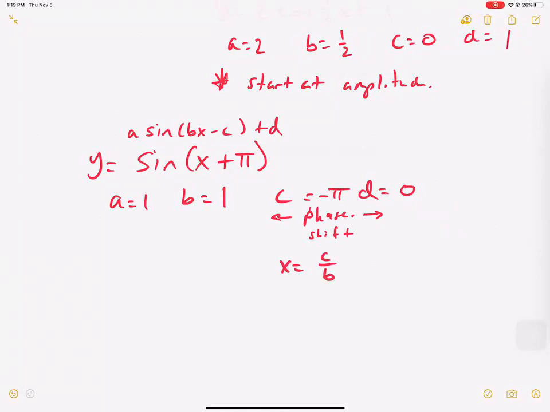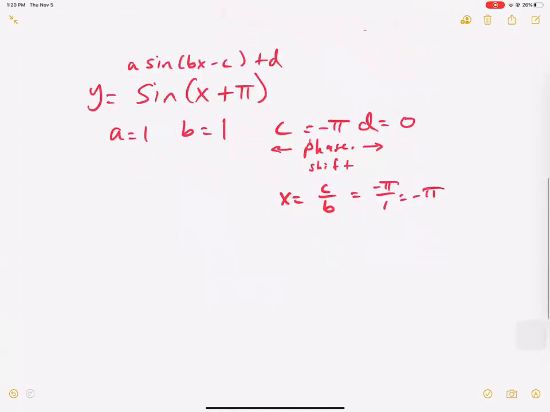We have another fraction that we have to work with. It's C over B. So that's going to be negative pi over 1, which is negative pi. I'm going to talk about why we have to write C over B in a little bit, but that's a formula that we always use to decide where we're going to start the graph.